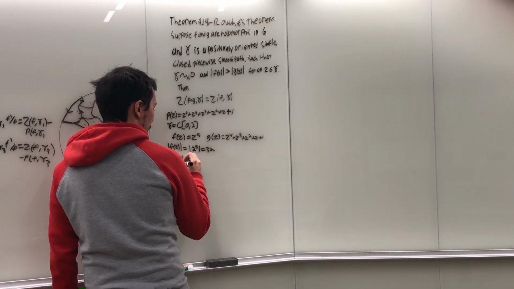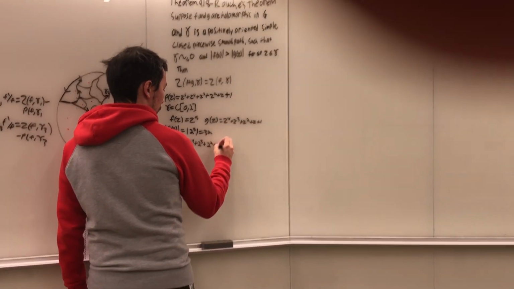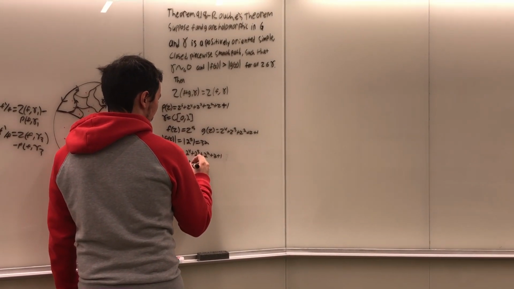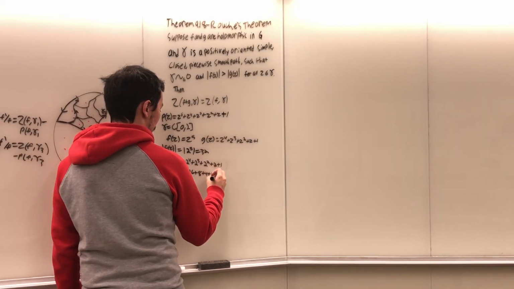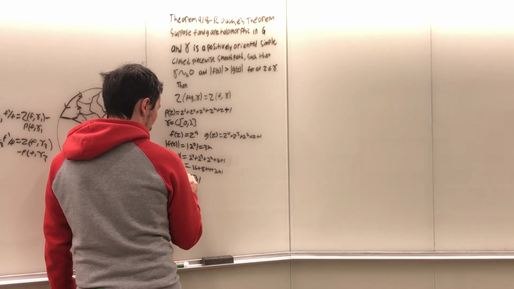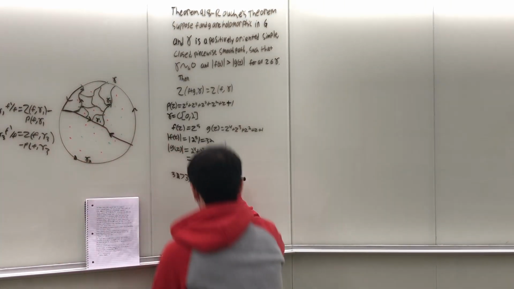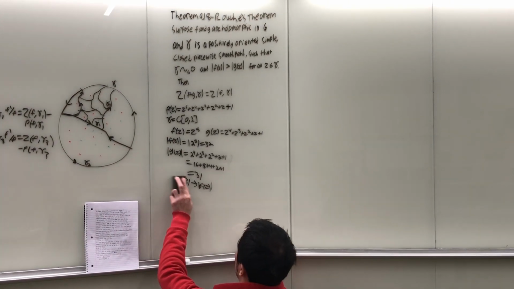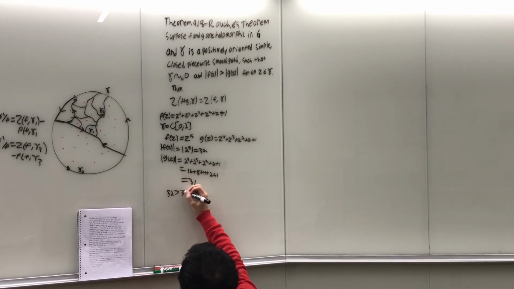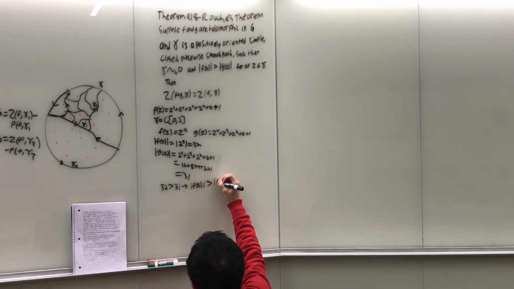Then mod g of z, we do the same thing. So we have 2 to the 4th plus 2 cubed plus 2 squared plus 2 plus 1. So we have 16 plus 8 plus 4 plus 2 plus 1, which is 31. So we have 32 greater than 31, implying that mod f of z is in fact greater than mod g of z.